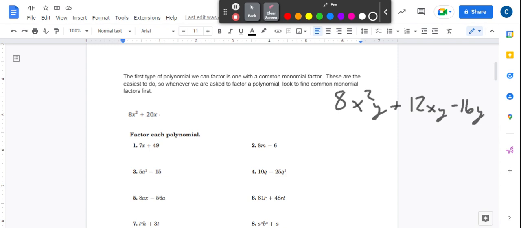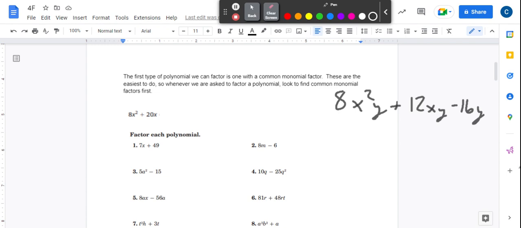Well, first we can look at the numbers. Do we have any common numbers that multiply into 8, 12, and 16? If you want to factor these numbers out, we can, but I don't think it's really necessary. I think we can kind of guess and check. The number 2 multiplies into 8, 12, and 16. They're all even numbers. But there's a higher number that also multiplies into them, 4, because 4 multiplies into 8, 4 multiplies into 12, 4 multiplies into 16.